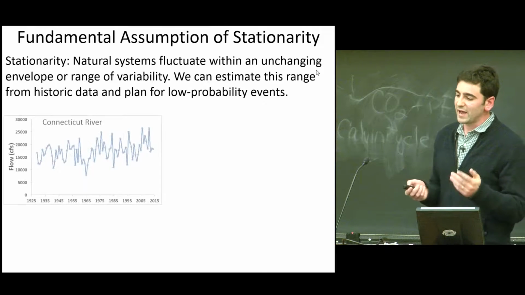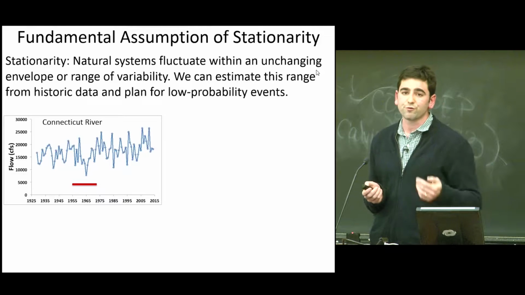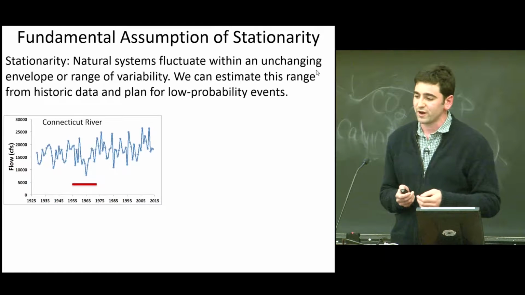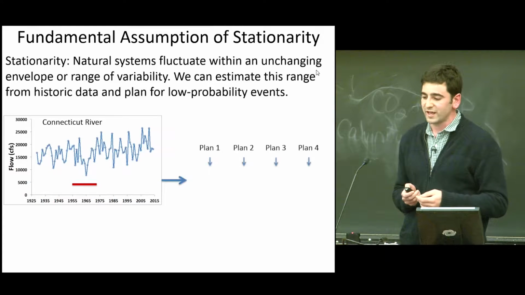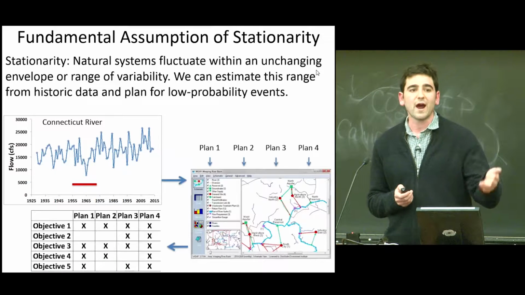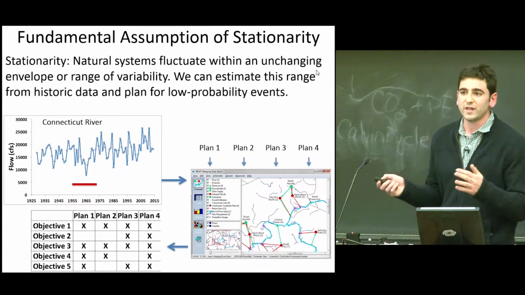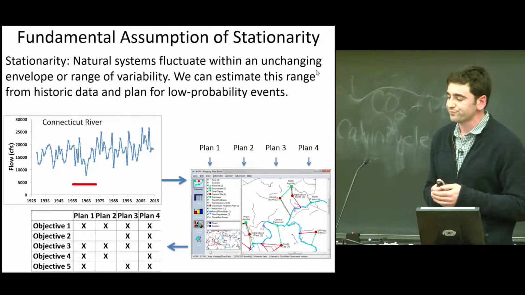And so for instance, if we're back in the Connecticut, I might be interested in the drought of record on the Connecticut, and I can use that drought of record to assess a variety of plans and see how they perform for a variety of objectives. And then we pick the plan that does the best for as many objectives.